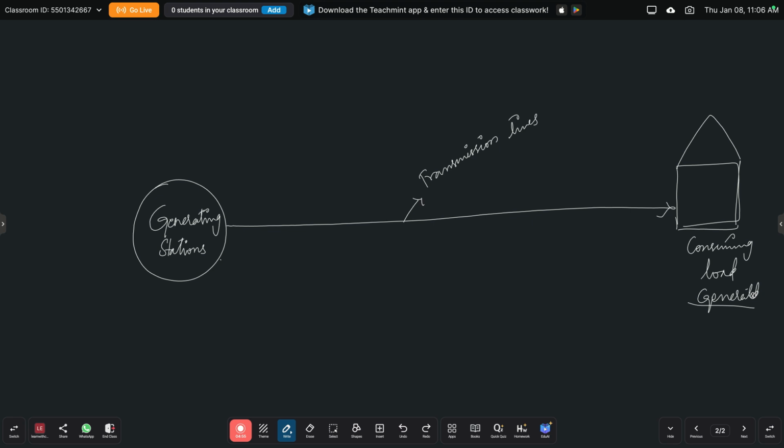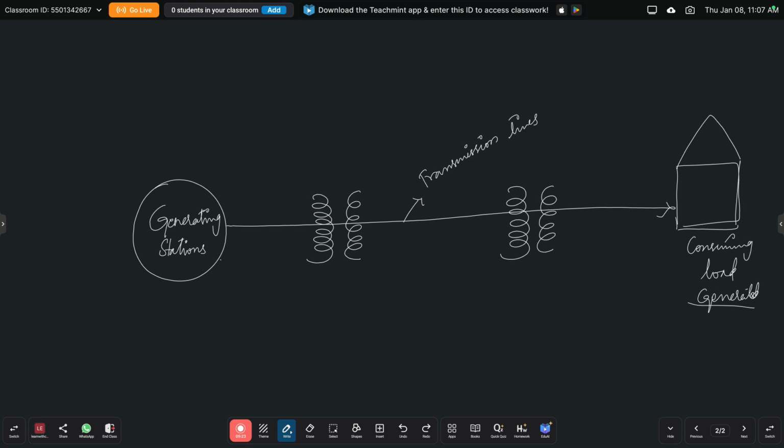So in these transmission lines, we are going to use one device. That device we call the transformer, either stepping up the voltage or stepping down the voltage, based on our requirements. So we represent this as a transformer.